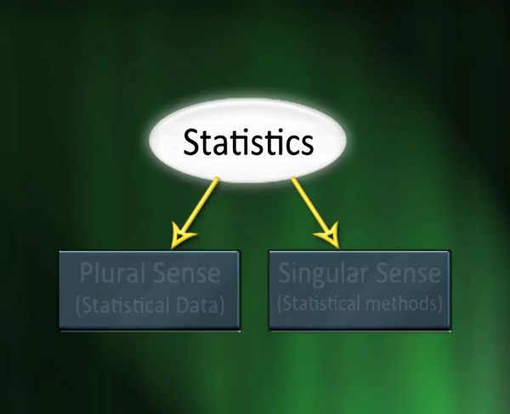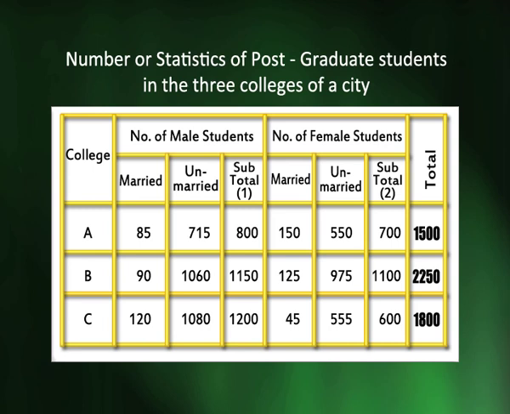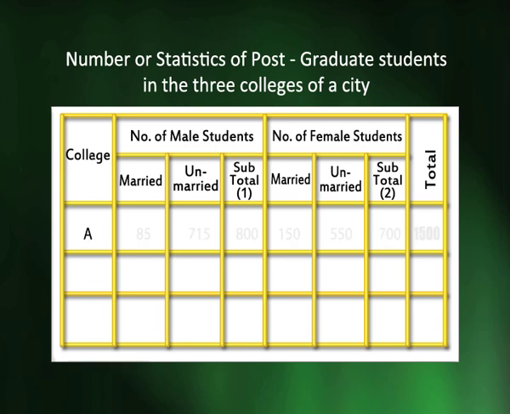The word statistics can be used in two senses. It can be used in plural sense and it can also be used in singular sense. In plural sense, it means statistical data. Here we are given a statistical table which gives the number of postgraduate students in the three colleges of a city. In college A, there are 1500 students. In college B, there are 2250 students, and in college C, there are 1800 students.